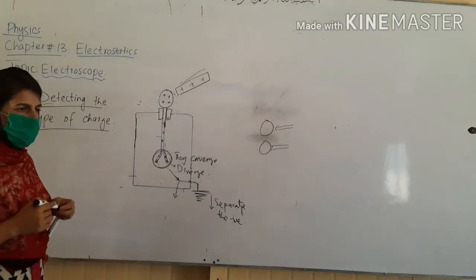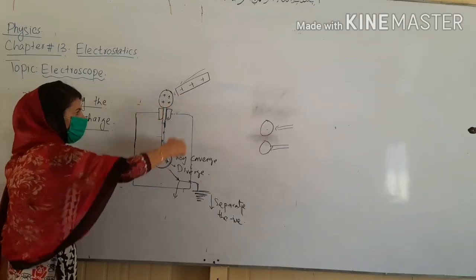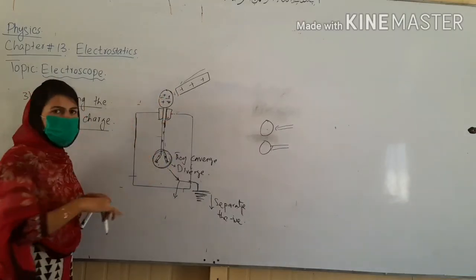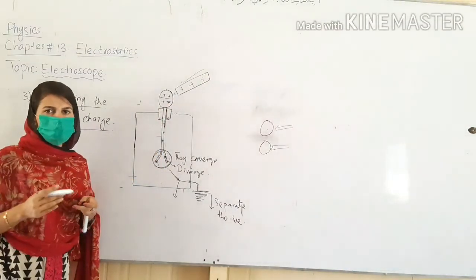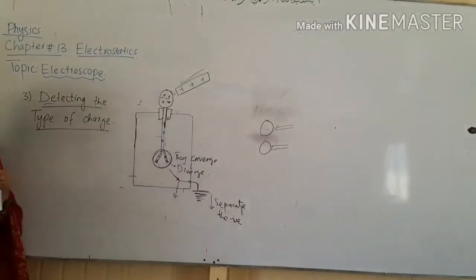Is it clear? And suppose this whole system has a negative charge. इस electroscope आपके पास negatively charge हो सकती है. अगर ये negatively charge होगी तो वही behavior होगा जो positive के लिए था वो negative के लिए होगा, जो negative के लिए था वो positive के लिए. Vice versa हो जाएगा. ठीक है? Is it clear बेटा? This is all about detecting the type of the charge. Is it clear?